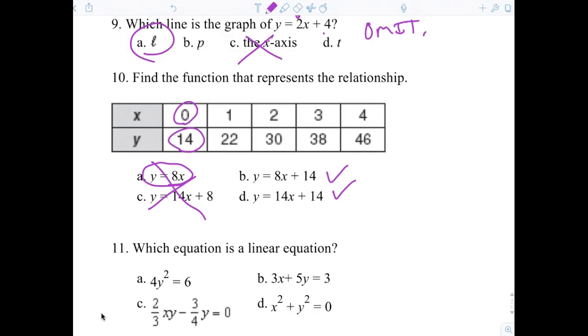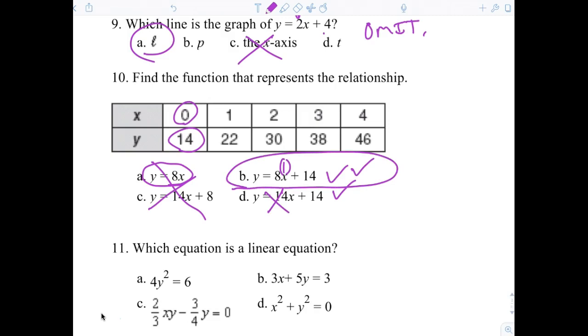So 1 goes here for x. What's 8 times 1? Plus 14. So that still works. So now I'm going to try D. If I plug in 1 for x, what do I get? 14 plus 14. So that's not the right answer. So the correct answer was what?